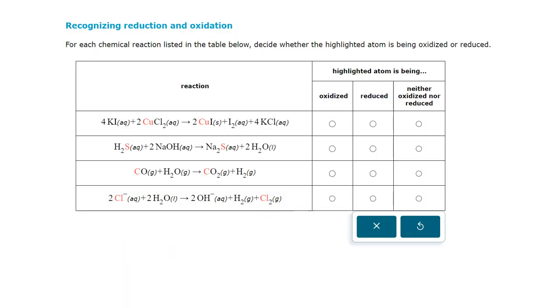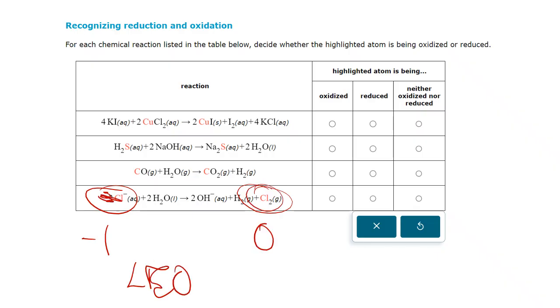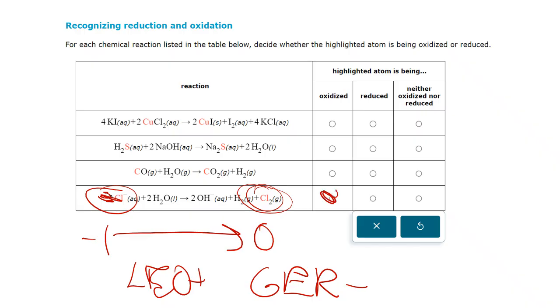As for this last one here, we see Cl minus is a minus 1. We're ignoring the coefficient in front. Cl2 is a 0. So loss of electrons, positive. Gain of electrons, more negative. Here it's becoming more positive. So this is going to be oxidized.